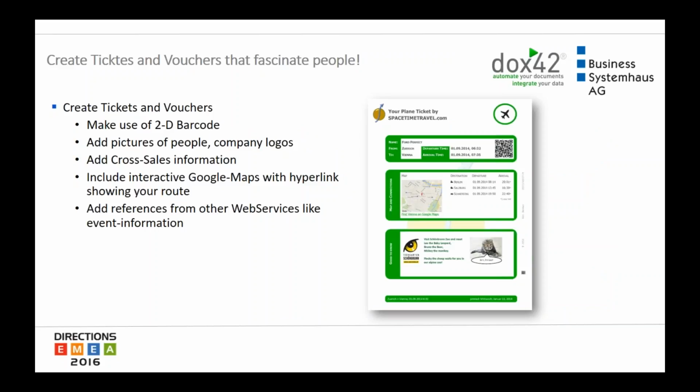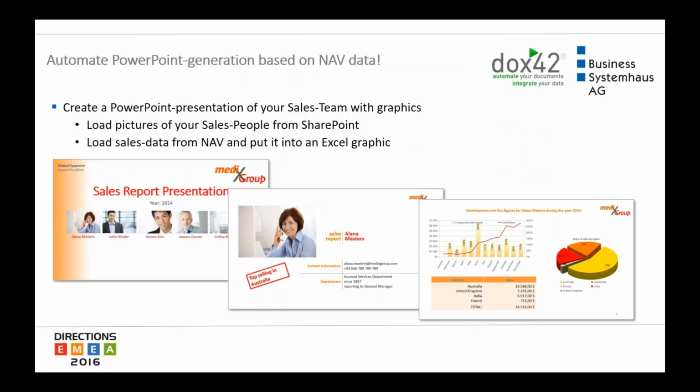And then tickets and vouchers. You can use barcodes, of course, but also things like Google Maps. This is one of our sample templates. By the way, you can download these sample templates from our website for free and just give it a try. This sample template, for example, includes Google Maps automatically, and then advertisements depending on the destination city and destination time. And of course, presentations.